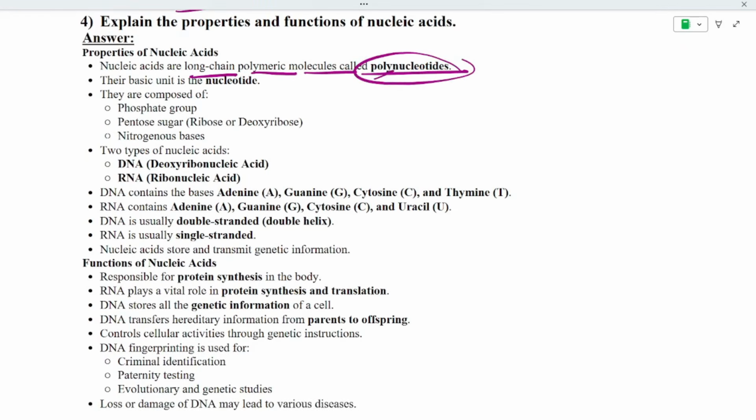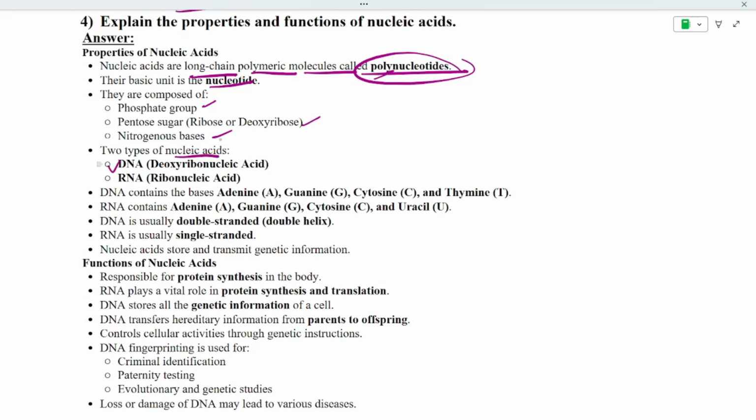You can see poly. Poly means many. There are many long chain polymeric molecules that are present. Their basic unit is nucleotide, so it is called polynucleotide. They are composed of a phosphate group, a pentose sugar, that is 5-carbon, and nitrogenous bases also.